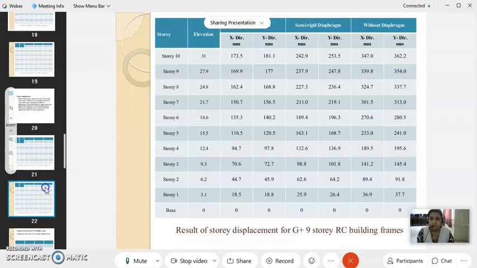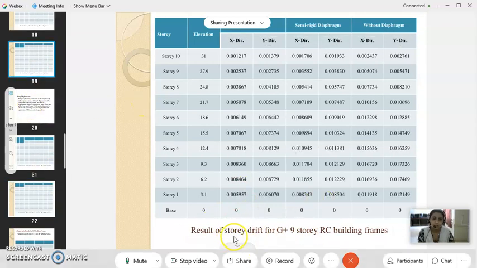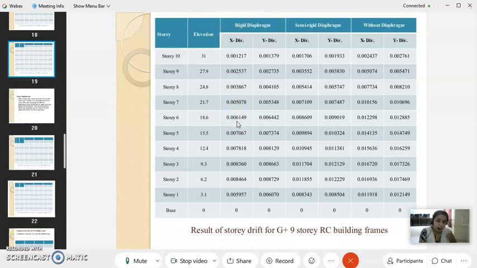Next, for G plus 9 story, the story drift at story 1 will be greater, at mid it will increase, and then at story 10 it will decrease. It means that the maximum story drift usually occurs at mid height of the building, decreasing from mid height towards the roof level.